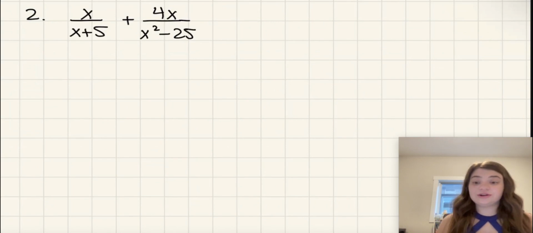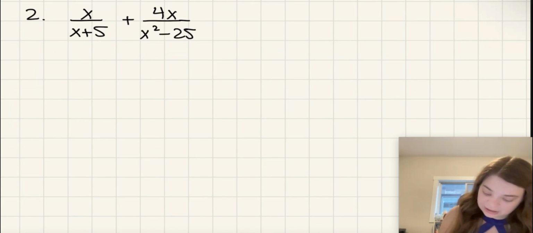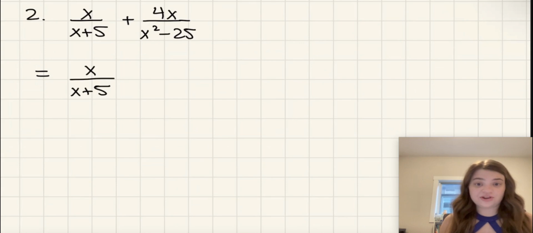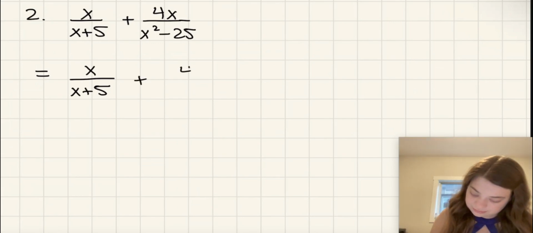Something I notice here right off the bat that's different about this question is that one of our denominators actually can be factored. It's a difference of squares. So that's my first step here: I'm going to factor it, because it might turn out that we have a common factor here already and that we actually might have to do a little bit less work to get the denominators to be the same.